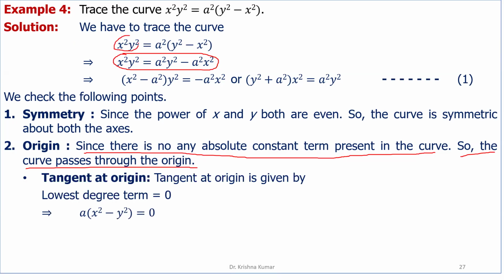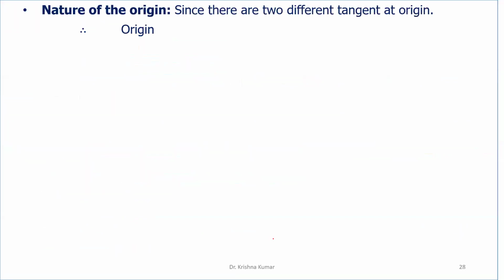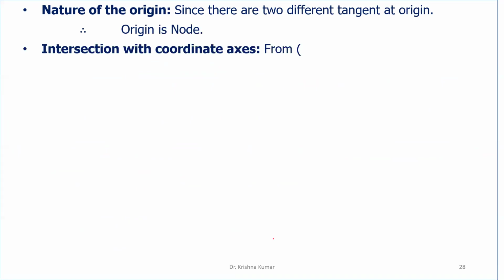The first term has power 4, and this is the lowest degree term whose degree is only 2. So a times of x square minus y square equal to 0, which implies y square is equal to x square, which gives us y equal to plus minus x. So we have two different tangents at origin. One is y equal to x and another is y equal to minus x. Since we are getting two different tangents, therefore the origin is a node.